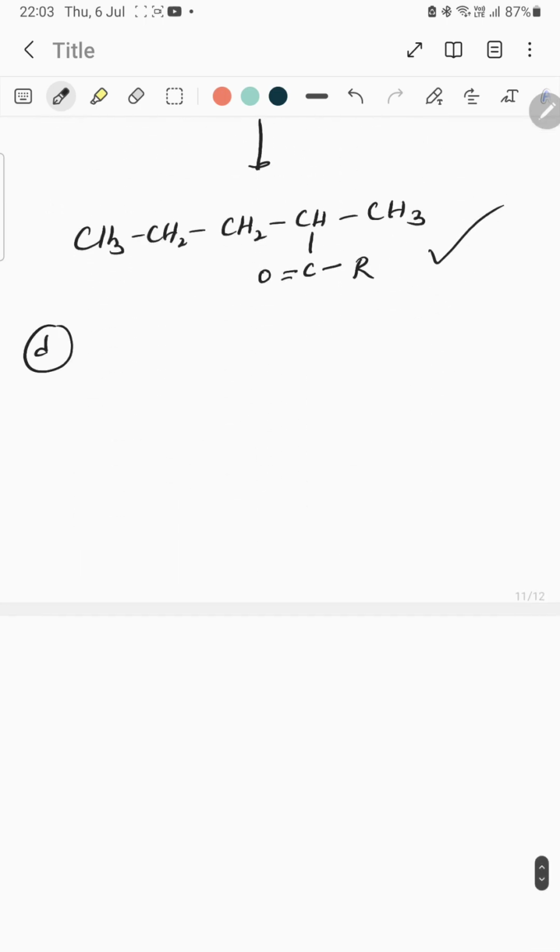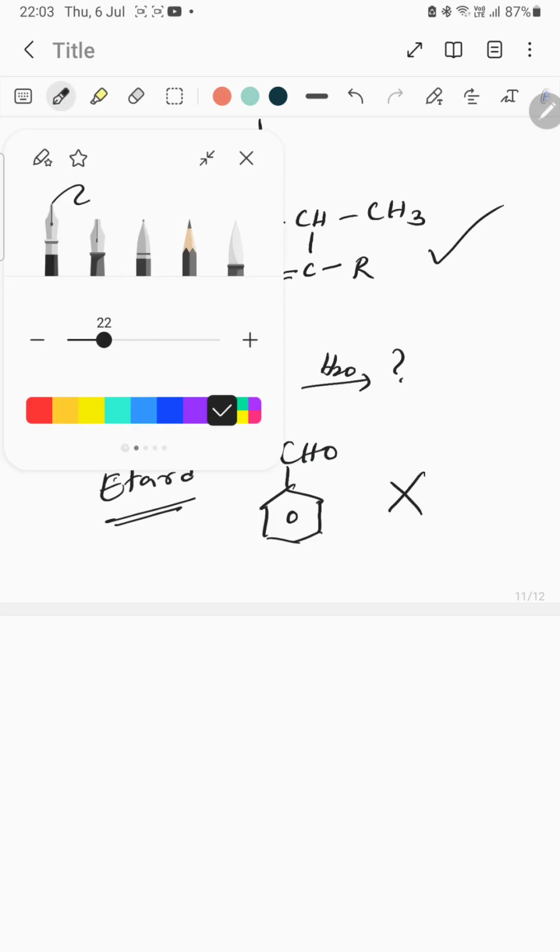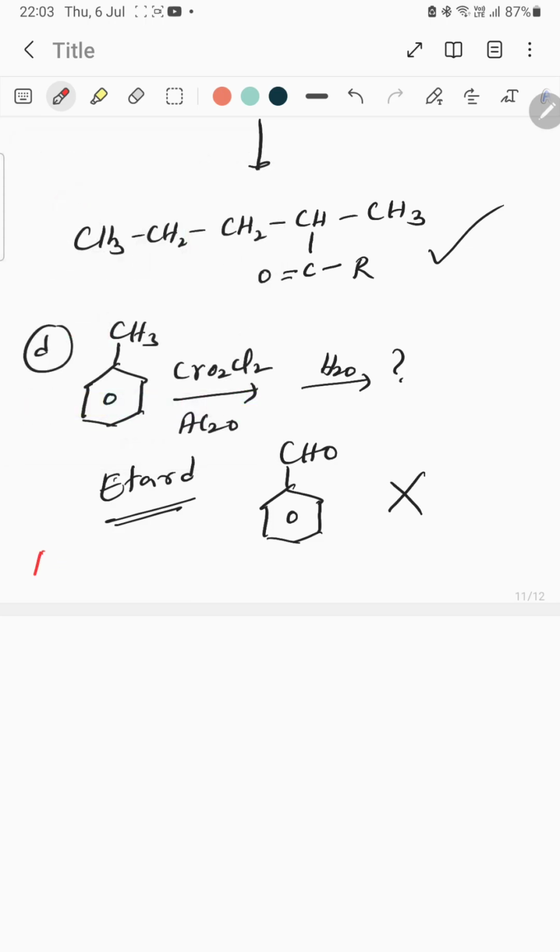Option D. What is option D? Benzene having the CH3, with CrO2Cl2, chromyl chloride, Ac2O, and followed by hydrolysis. What is that? This is the Etard reaction. Once check in your notes. In the Etard reaction, we get benzaldehyde, CHO. So this is not the answer. Only option A, option B, option C give the ketones. So the answer is 3.